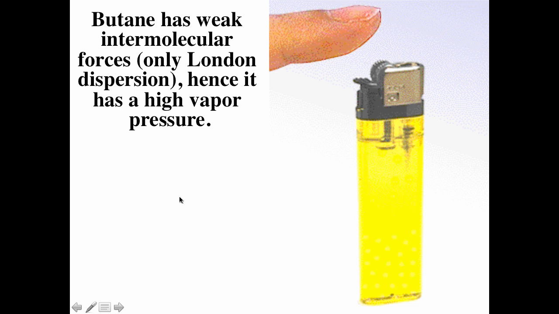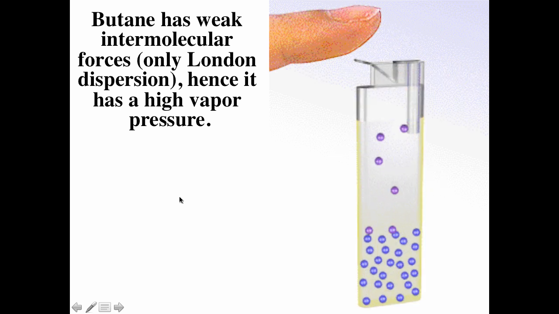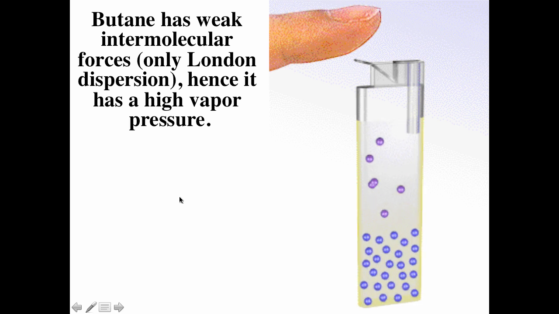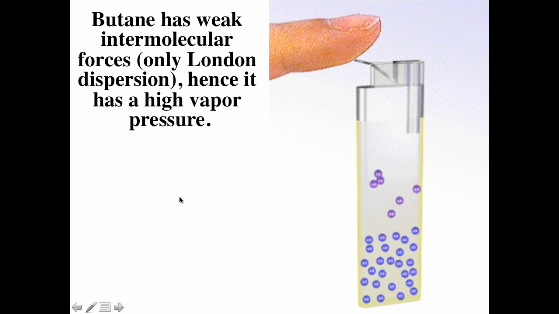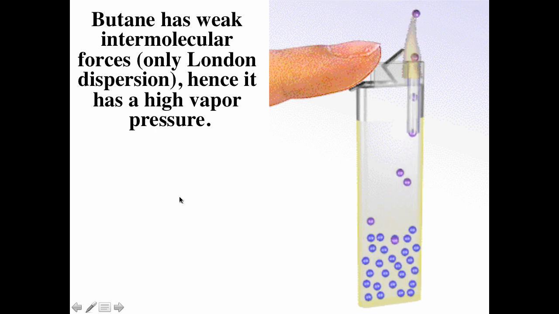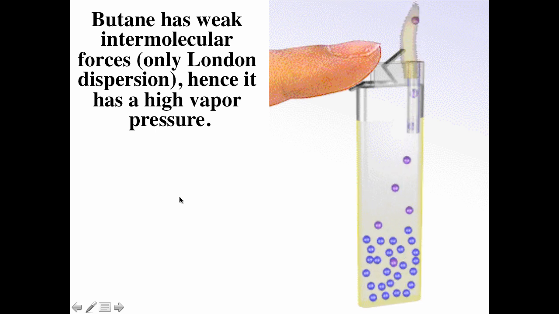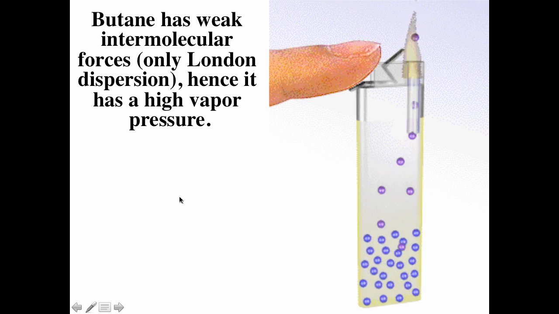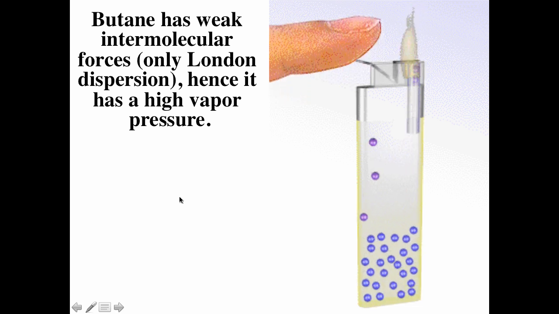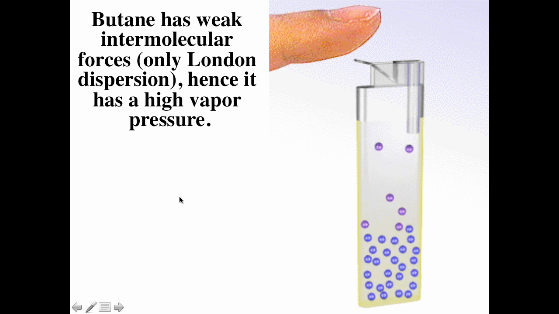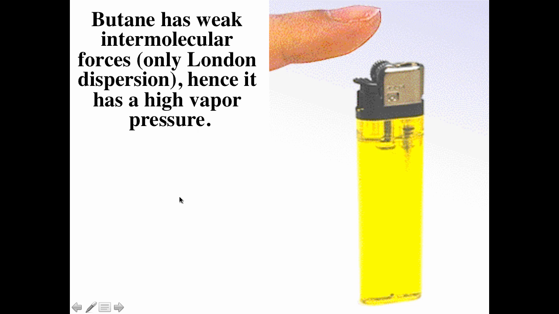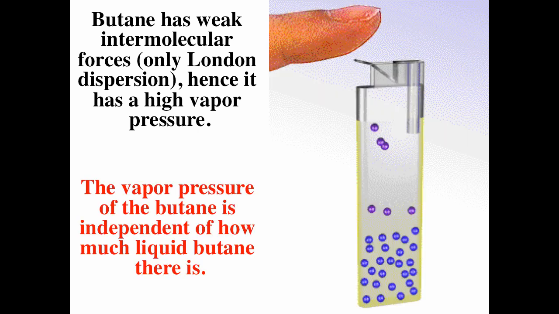The liquid in the butane lighter is in dynamic equilibrium with the gaseous butane, which has a vapor pressure of about 2.4 atmospheres. When the valve is opened, butane gas escapes from the lighter, the system goes out of equilibrium, and liquid butane rapidly evaporates into the gas phase. When the valve is closed, the system quickly comes to equilibrium again, with the pressure of the butane vapor equal to 2.4 atmospheres. So vapor pressure is independent of how much liquid you've got.